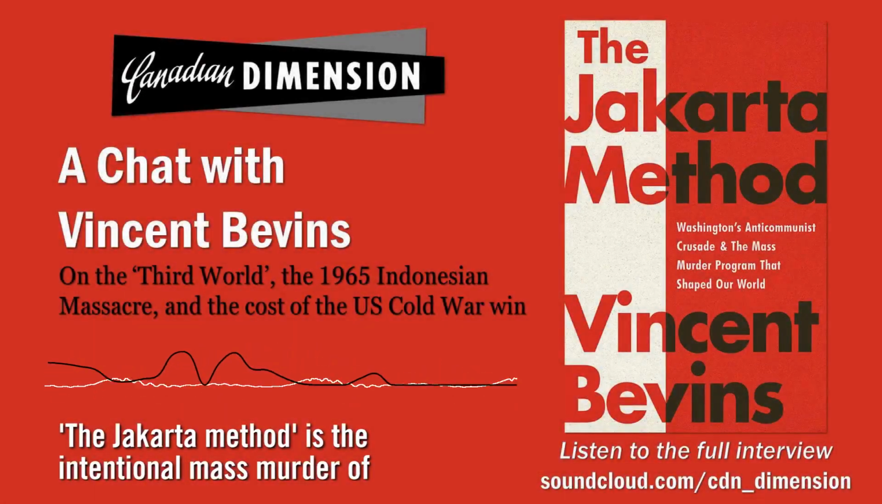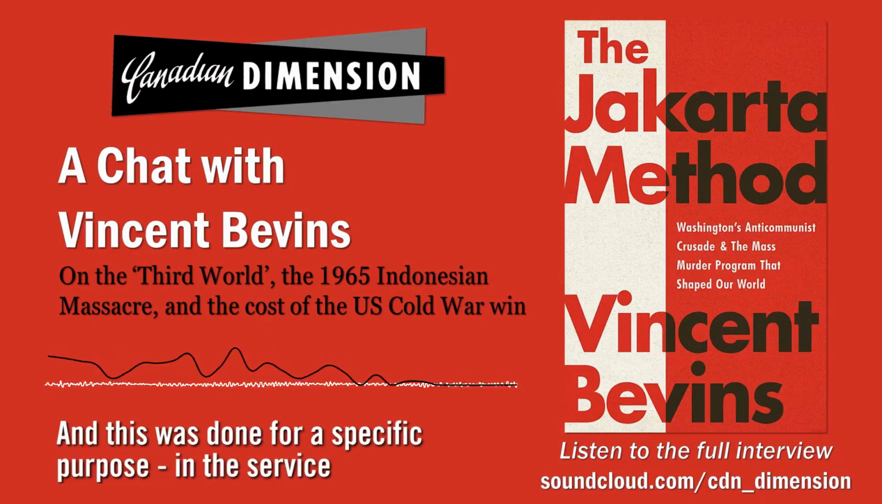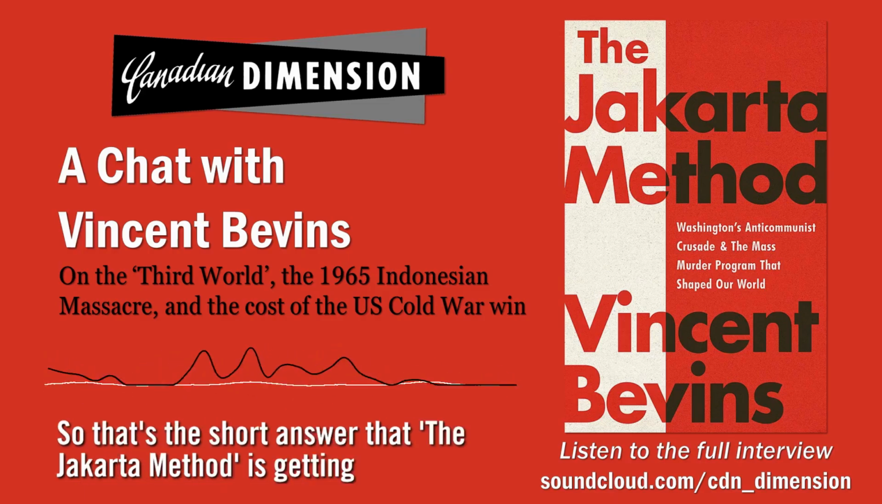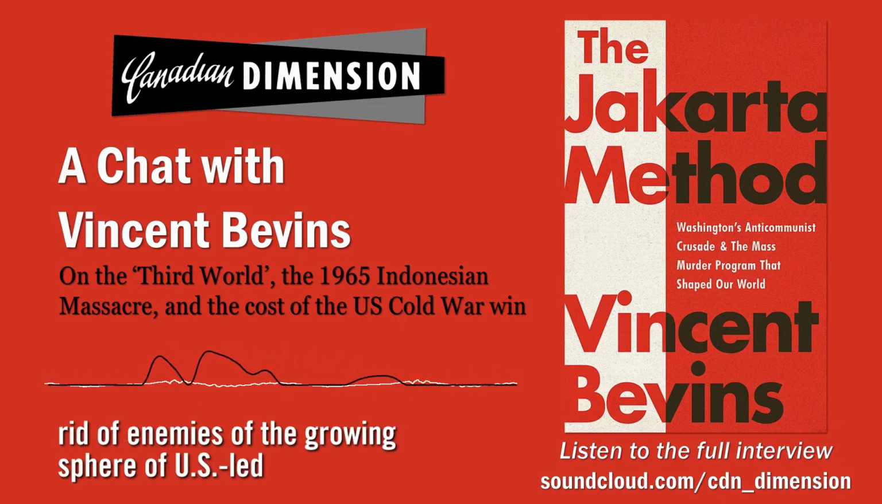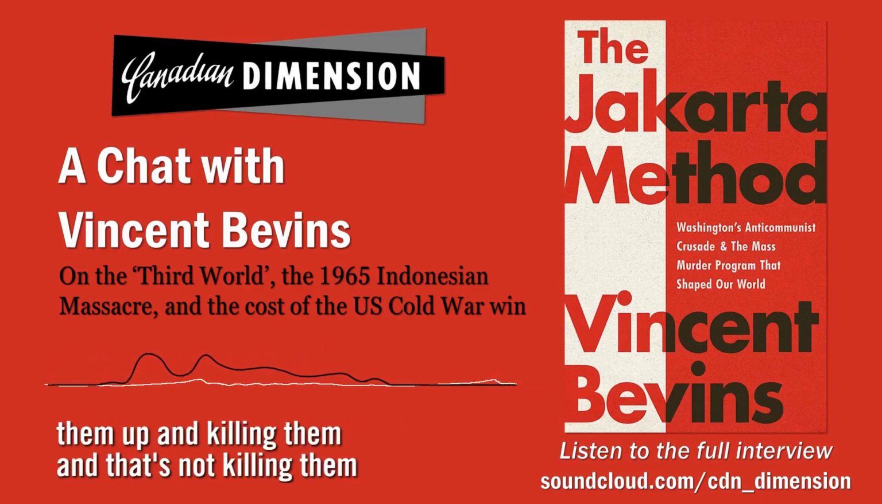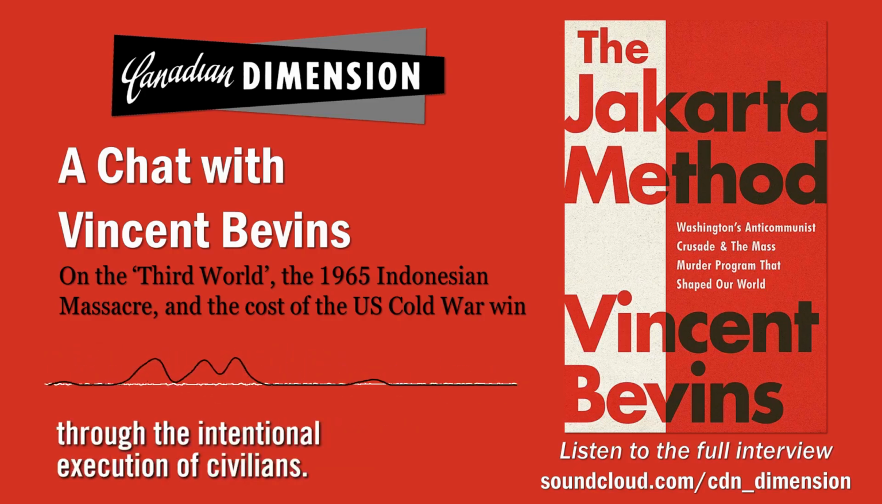So the Jakarta Method is the intentional mass murder of leftists or accused leftists in the Cold War, and this was done for a specific purpose, in the service of constructing authoritarian capitalist regimes. So that's the short answer: the Jakarta Method is getting rid of enemies of the growing sphere of US-led capitalist hegemony in the 20th century by rounding them up and killing them. And that's not killing them in war, but killing them through state terror, through the intentional execution of civilians.